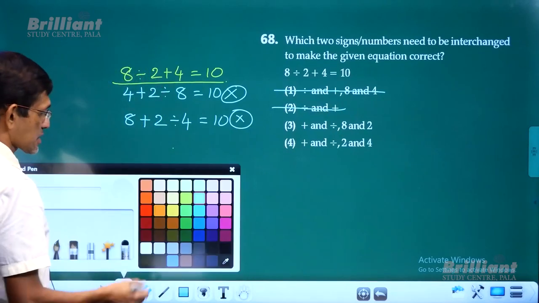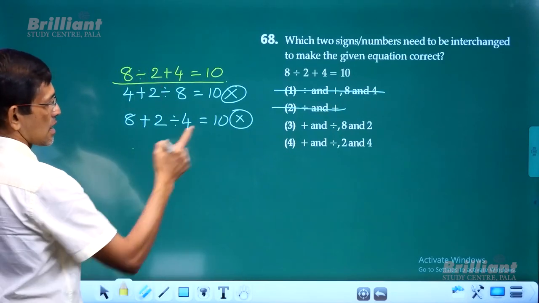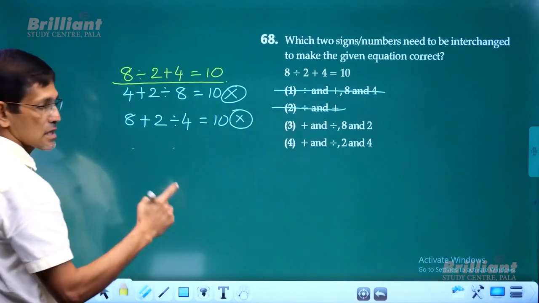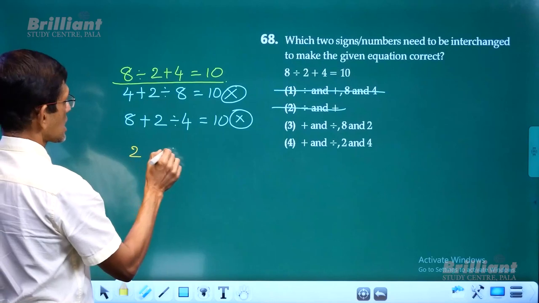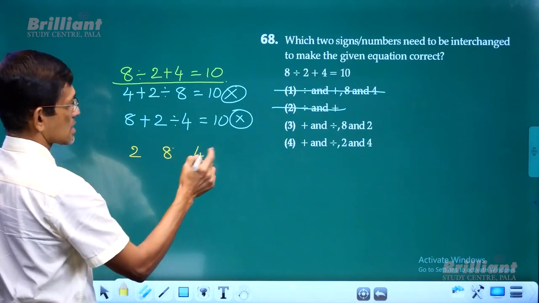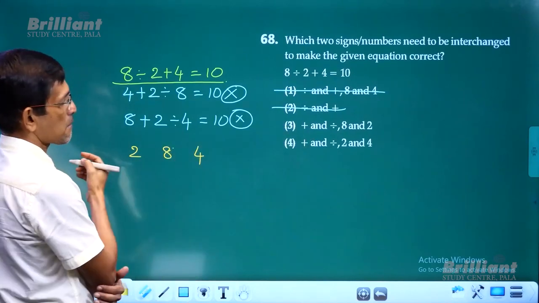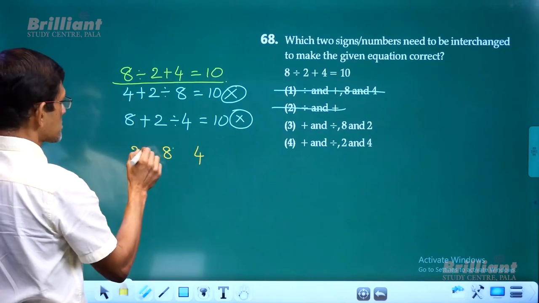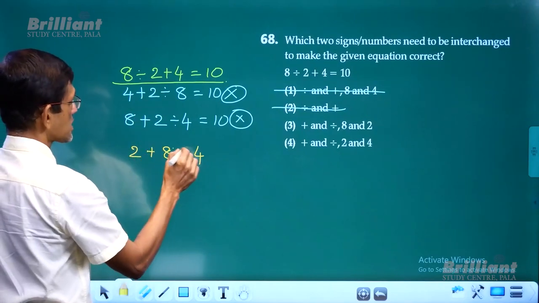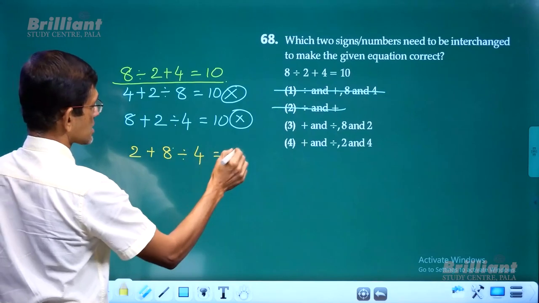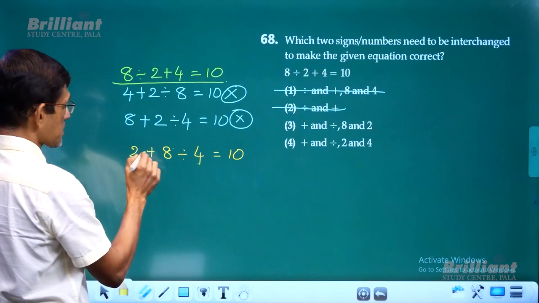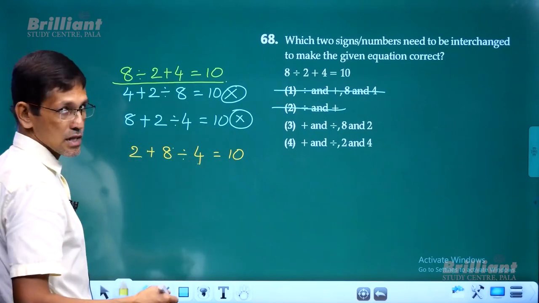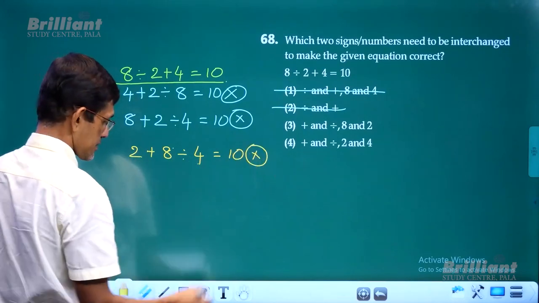Now we are looking at the third answer choice. 8 and 2 must be interchanged. So 2 comes over here, 8 comes over here, 4 as it is, and the symbols must be changed as well. Plus and divided by, so plus comes over here, divided by. That's equal to 10. But 8 by 4 is 2, right? And 2 plus 2, what is it? 10? No way. Doesn't work.